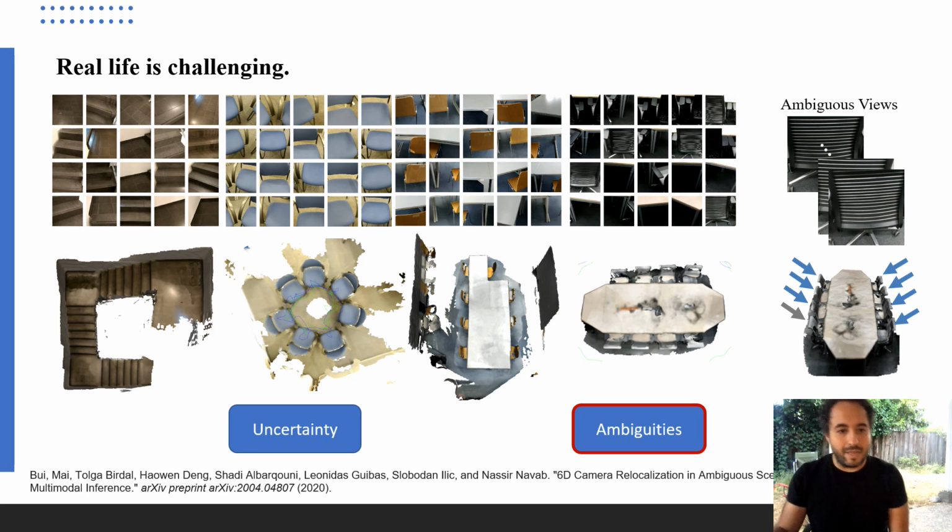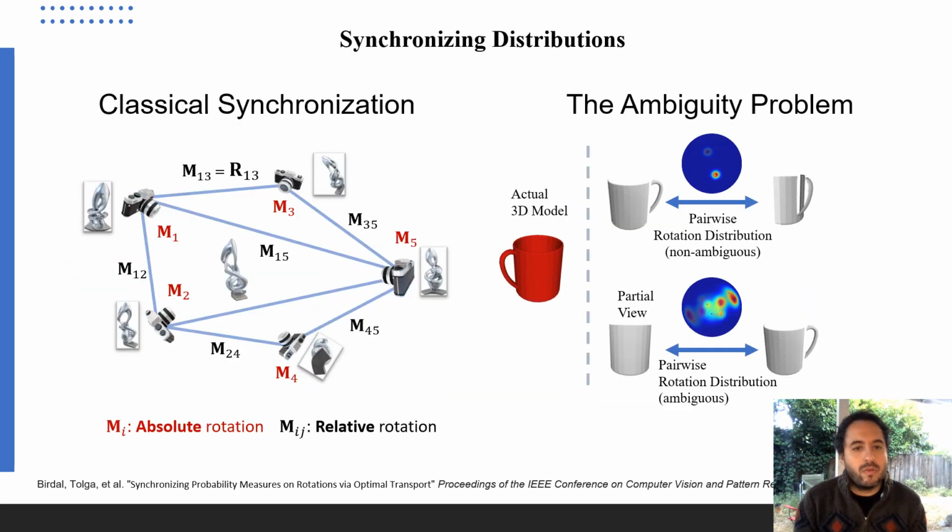Well, this is great, but now we can move on to the ambiguities. So this just considered uncertainty for two problems: rotation estimation and permutation synchronization. So how do we handle ambiguities? Well, the natural form, as we have seen, is to work with distributions. On the left, you see a classical synchronization, where the maps that we want to find are marked in red, and the relative rotations are given in black. We are given one relative rotation per edge and seek one absolute rotation per node.